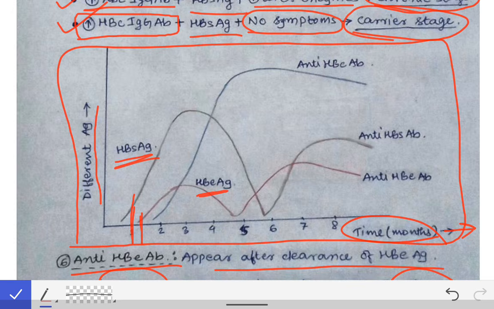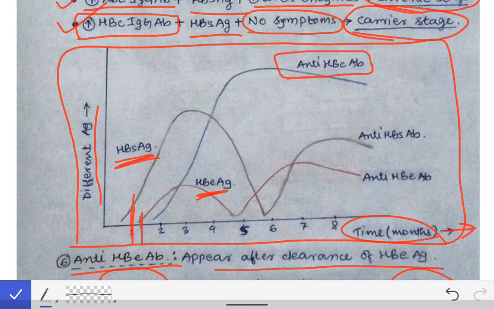But remember, HBc antigen never appears in the blood, because that is a hidden antigen that remains inside the hepatocytes. That is a non-secretory antigen. So that's why HBc core antigen never appears in the blood. So we will talk about these two antigens only. First appears the HBs antigen, then appears the HBe antigen, and then the first antibody to be elevated is anti-HBc antibody.